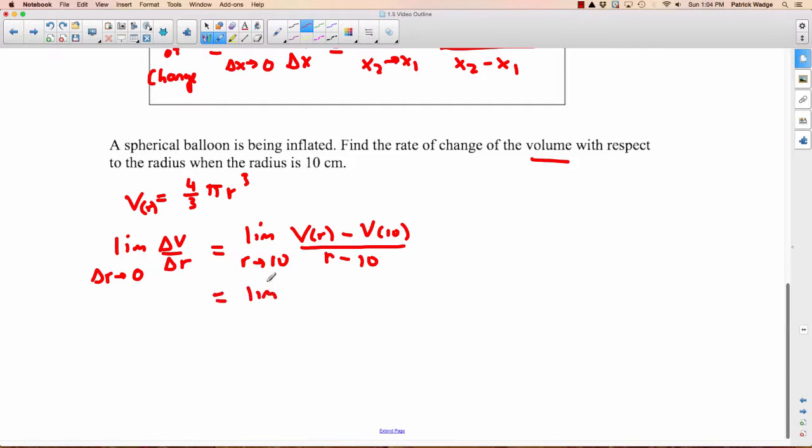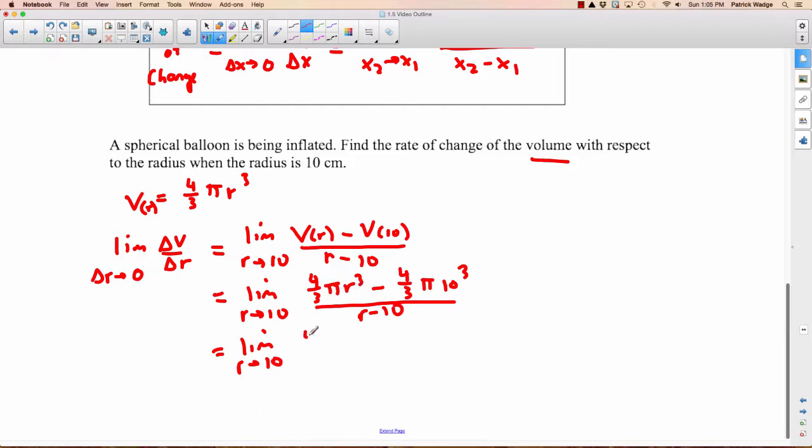We have the limit as r approaches 10 of V of r. Well, here's V of r right here. It's 4/3 pi r cubed minus V of 10. So we're going to plug 10 in here. So we have 4/3 pi 10 cubed. And that's all going to be divided by r minus 10. Alright, got a bunch more steps here. We could actually factor out 4/3 pi. Why don't we do that? So we take out 4/3 pi, and what's left is r cubed minus this 10 cubed, which is 1,000, all over r minus 10.